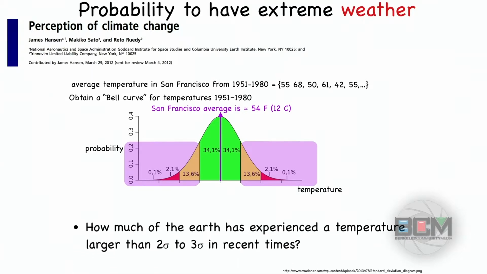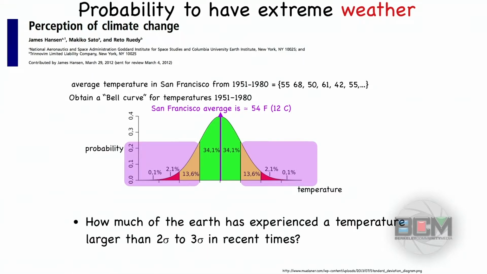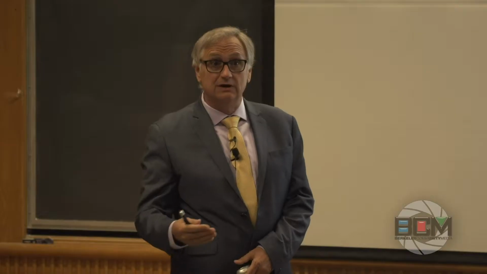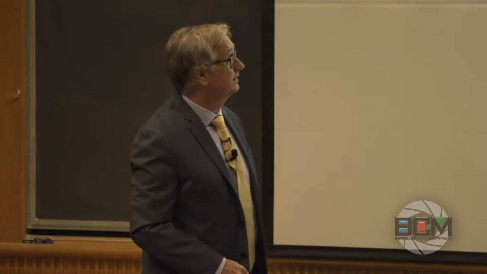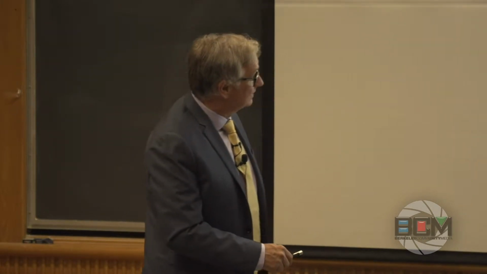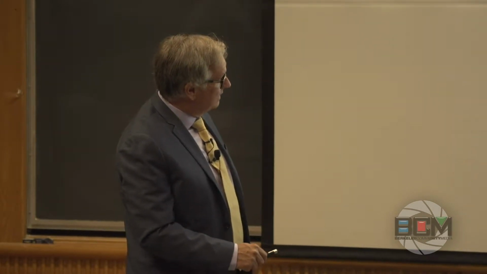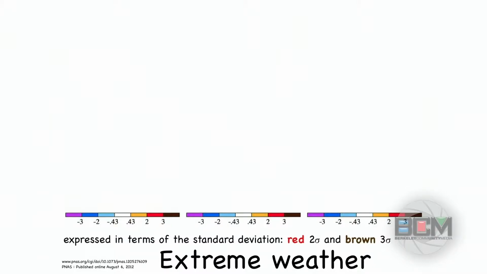And Jim asked the following question. How much of the Earth has experienced a temperature change larger than 2 or 3 sigma relative to the average? That is, what is the probability of an extreme event? And the reason I like to talk about this paper, even though it's a little bit old now, is because it has one of the most powerful graphical images on the consequences of a small change in the average. So here's the plots. They're color-coded. Purple is 3 standard deviations colder than average, and brown is 3 standard deviations above the average.